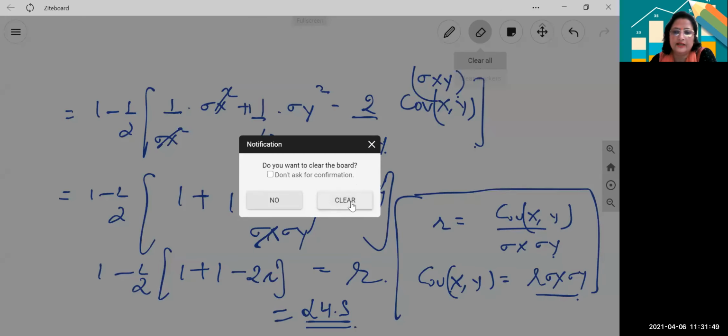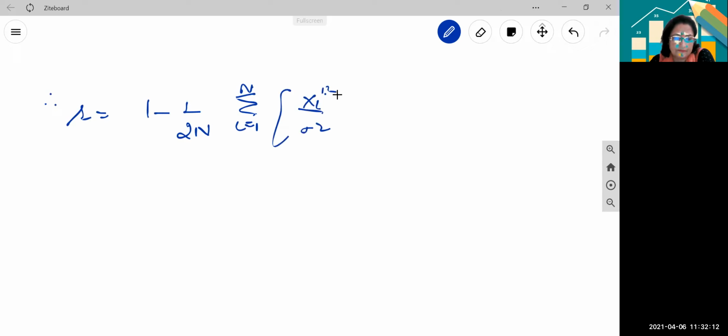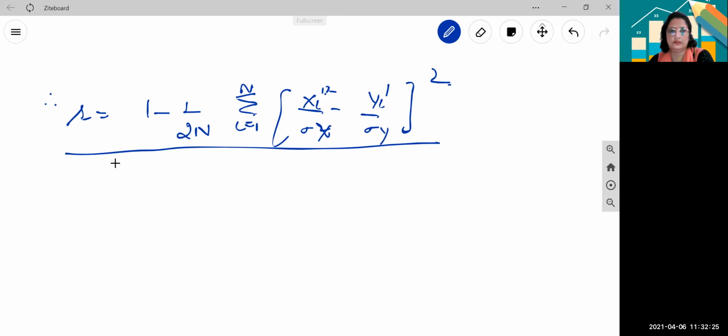Therefore, r is equal to 1 minus 1 by 2n summation i running from 1 to capital N, because we have given capital N as the number of units. So even if you don't write it, it doesn't matter. Upon xi dash over sigma x minus yi dash upon sigma y, its whole square, right? So from this expression, we will deduce one thing, the deduction.